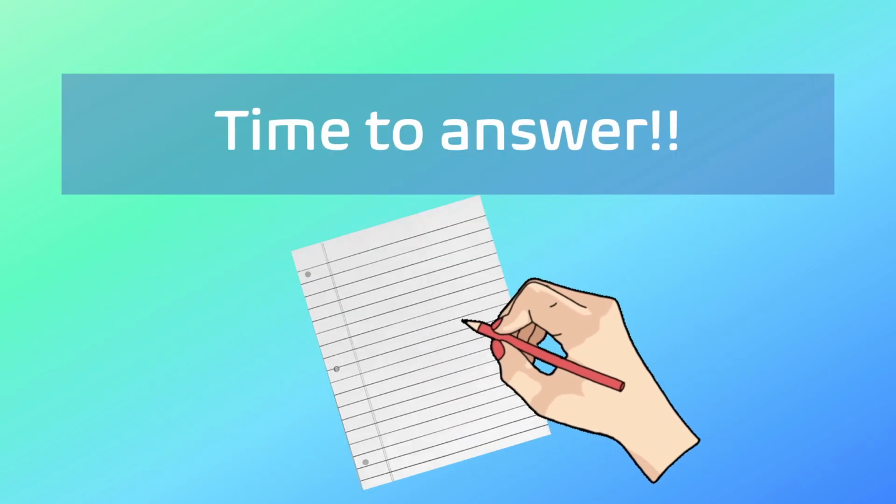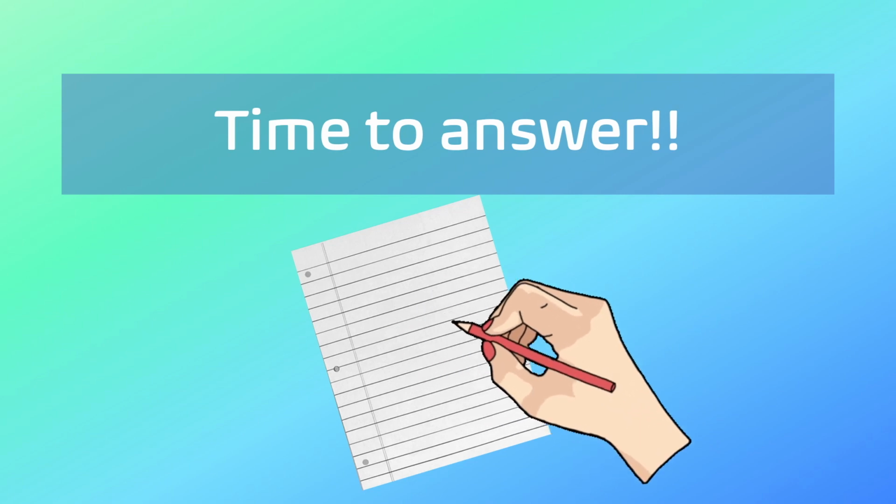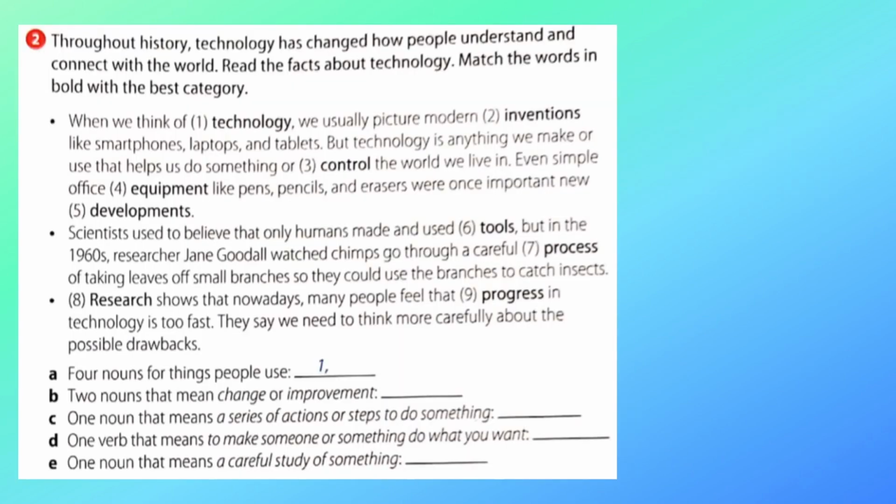Now it's time for you to answer this exercise. Remember, you can always pause this video so you can have more time to answer. Okay, so now that you've answered, let's check the answers. The first one is technology, and we already had that answer. It belongs to category A. It's a noun for things people use. Number 2 is inventions. Remember, inventions are creations that we come up with. So this is also a noun for things people use, and it belongs to category A.